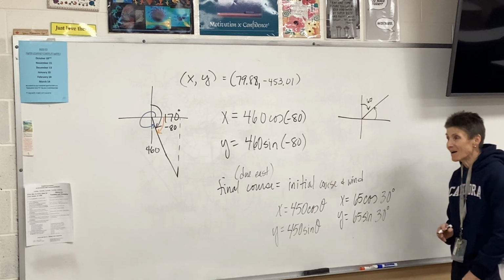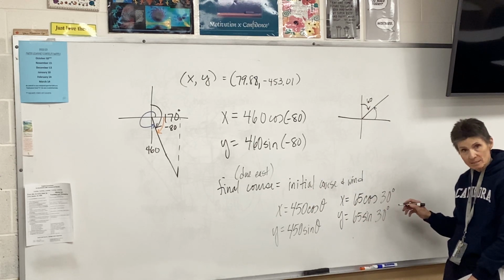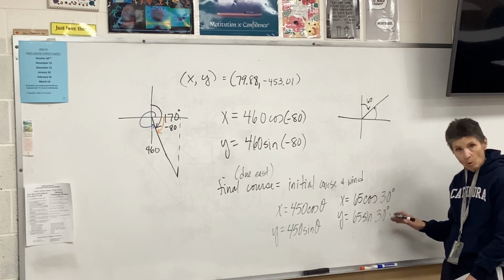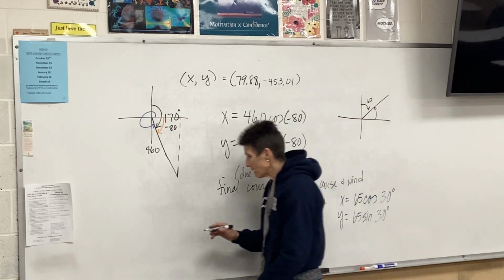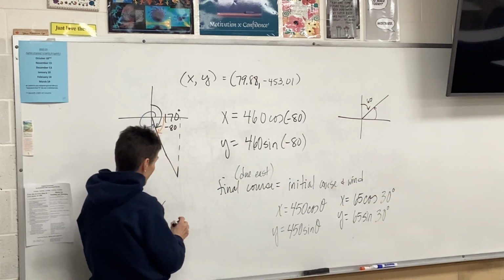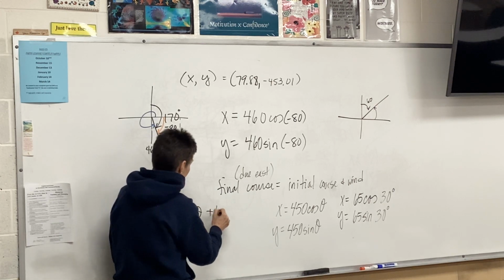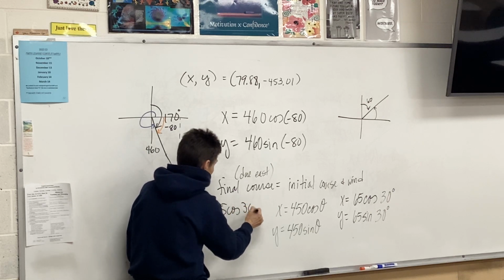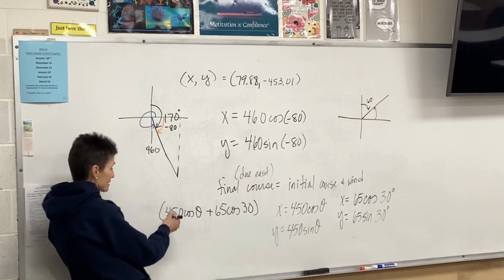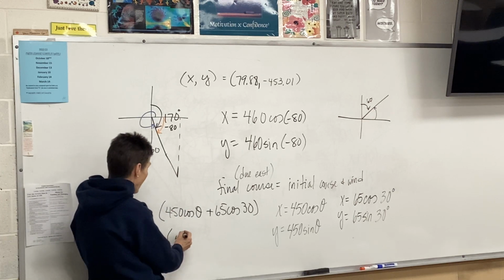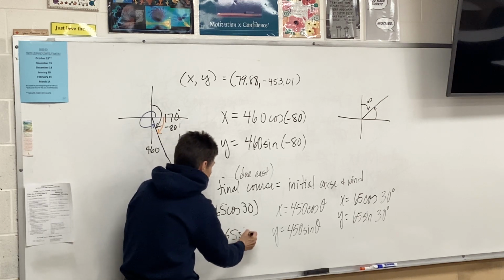To get her final course, I am going to add my X's and add my Y's. That's how I do it, okay? So what are my X's? My X's are going to be 450 cosine theta plus 65 cosine 30. So that is my final course. That's my resulting X. My resulting Y is 450 sine theta plus 65 sine 30.